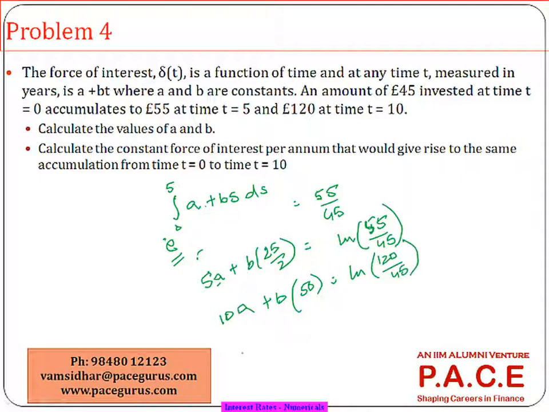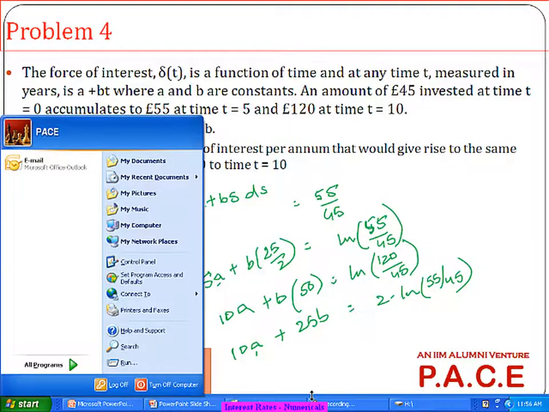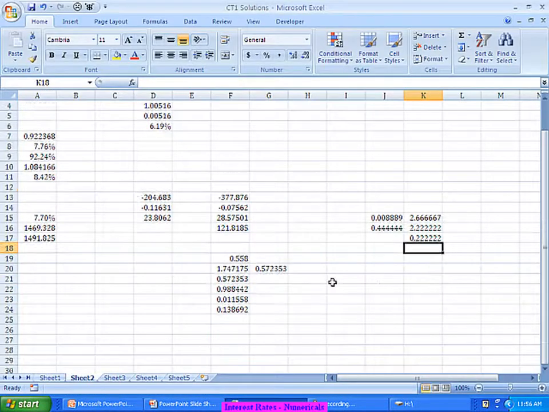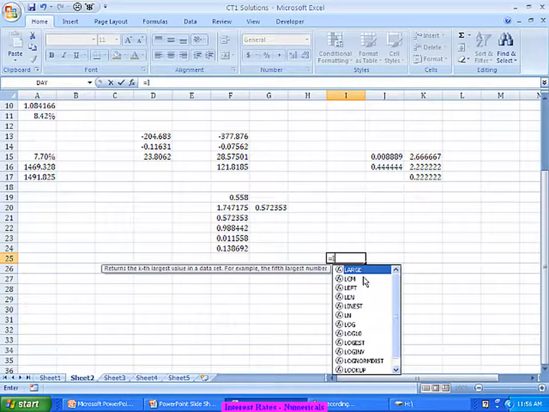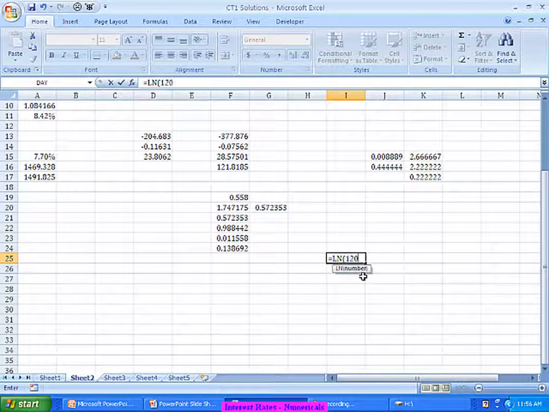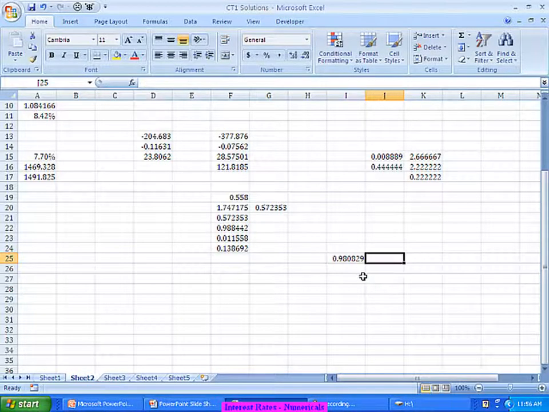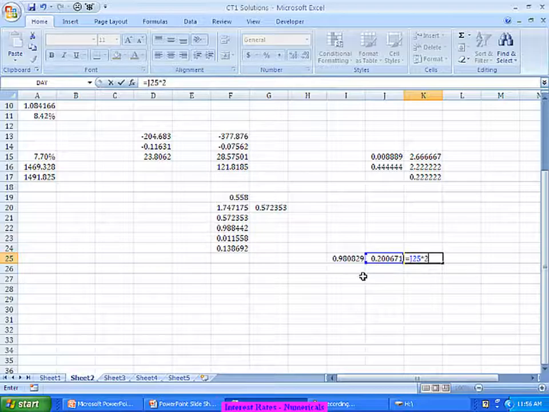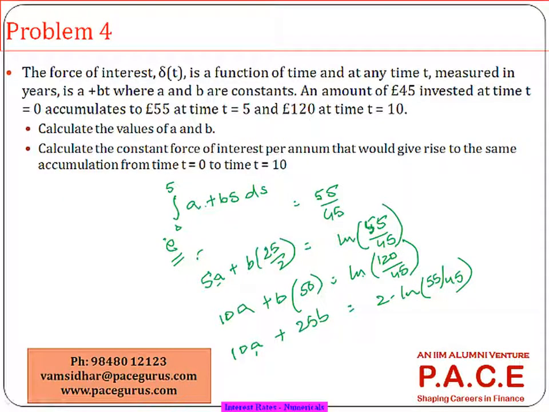So from here, the simplification is coming out. When I multiply the first one by 2, it comes out 10A plus 25B is equal to 2 into log 55 by 45. Now we will simplify this aspect. Log 120 by 45, if I am taking it, it's coming out to 0.98. Log 55 by 45, if I am doing, it's coming out to 0.20, and we are even multiplying it by 2 because 2 into log 55 by 45.